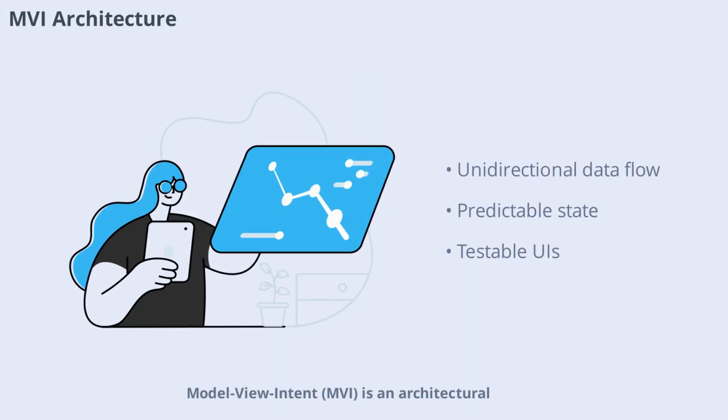Model View Intent (MVI) is an architectural pattern that emphasizes unidirectional data flow. Interviewers may ask you to compare it with MVVM or implement a simple MVI screen. Understanding MVI helps you build predictable and testable UIs.